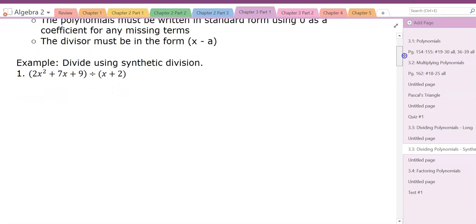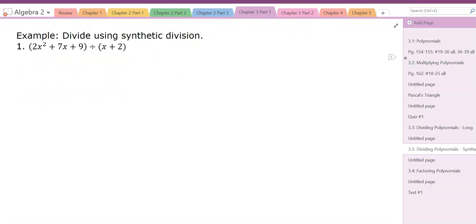The one big key thing to remember when you're doing synthetic division is that there are two main parts to the problem. There's something that I refer to as the box. It's not a full box, it's just kind of like half of a square. What goes in that is the number that you're trying to divide by. You see how we have x plus 2 here? The 2 is the piece that I want to pull.